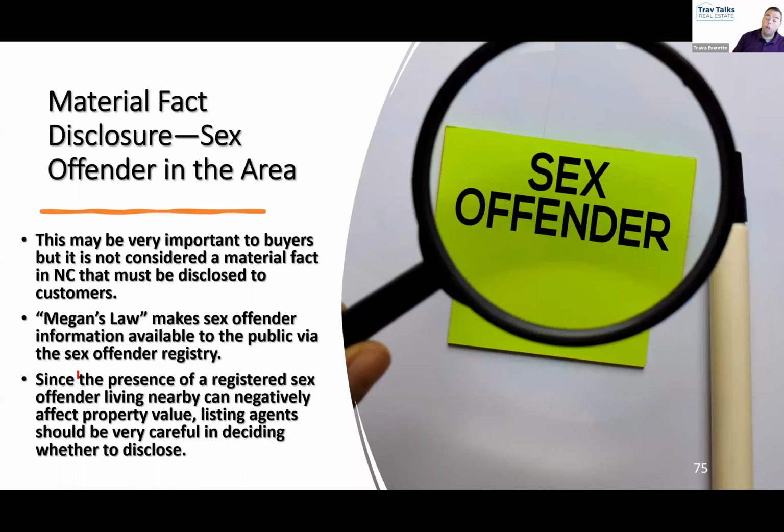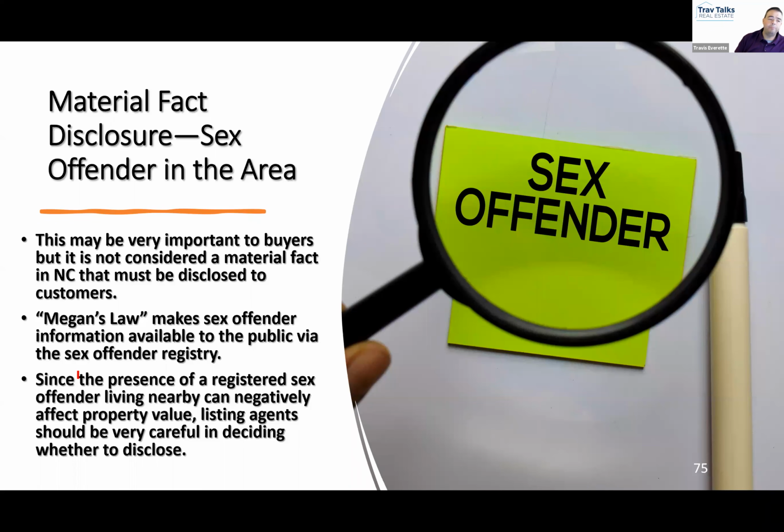The law that makes that information available is called Megan's Law. Megan's Law does not require us to disclose that there are sex offenders nearby. It just requires that information to be publicly available. So if people want to do the research themselves, that's where the sex offender registry comes from, is Megan's Law, and having it be available to the public is part of Megan's Law. Yes, it can impact the property value.